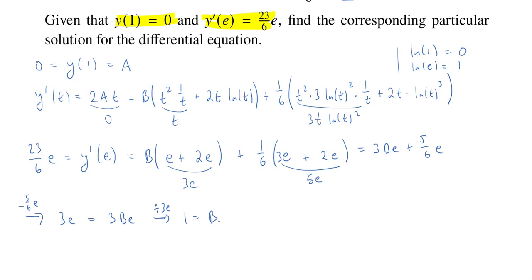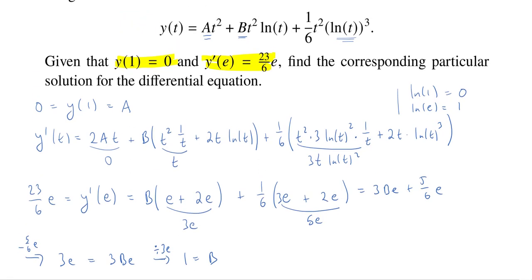So I've discovered the values for both a and b. They're 0 and 1. Now I can go back up and take a peek at our general solution. Our particular solution is going to be y of t equals, a was 0, so that term goes away. B is 1, so I end up with t squared ln of t. And there's no a or b in this last sum, so I just copy it. And there we go. We have found a particular solution to our differential equation, given a general solution and some initial values.